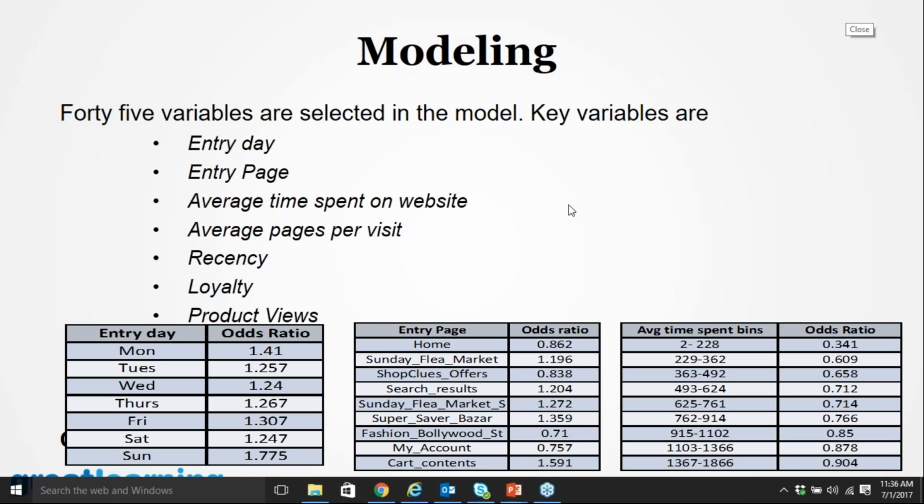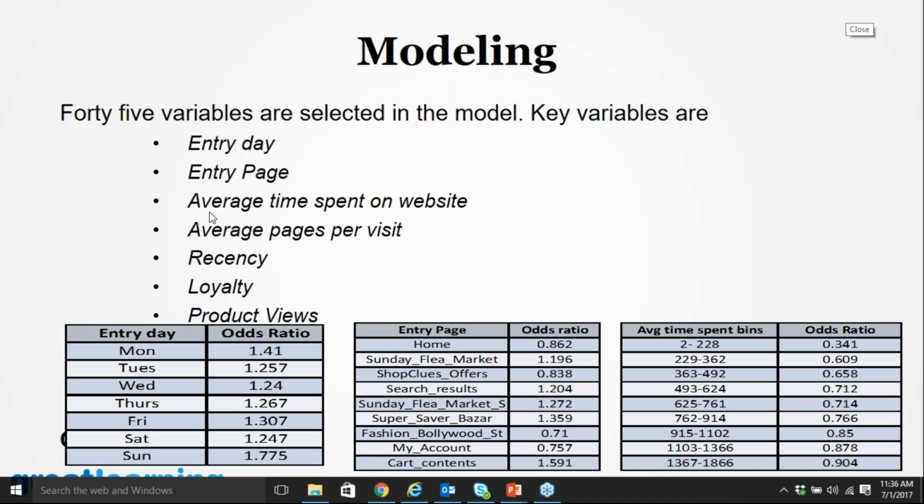All right. In fact, there were 45 variables, although one of the slides said 36. That was the reason I was saying I'll get into the exact numbers. 45 variables were selected in the model. Key variables are entry day, entry page, average time spent on website, average pages per visit, recency, loyalty, and product views.